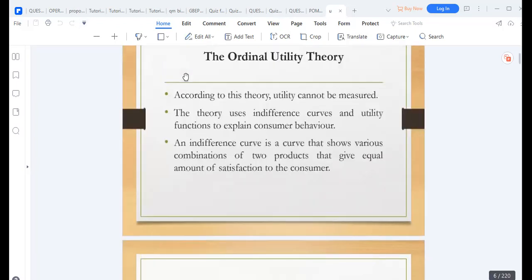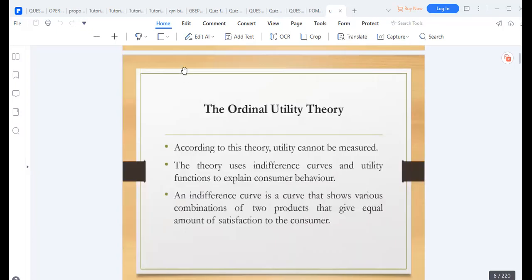Then we also have another theory, which is called the ordinal theory. The ordinal theory cannot be measured. It is a theory we're going to use, which is based on what we call indifference curves. Indifference curves are curves that have properties that we're going to discuss. They join points that offer the same satisfaction. They illustrate lines or curves that are downsloping that show a particular level of satisfaction.